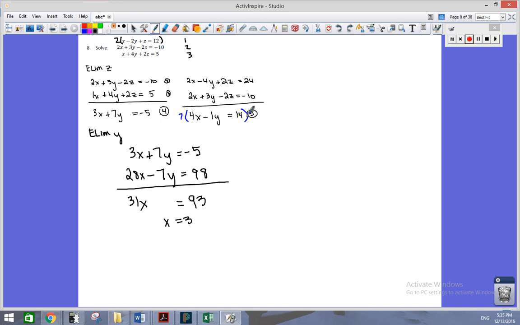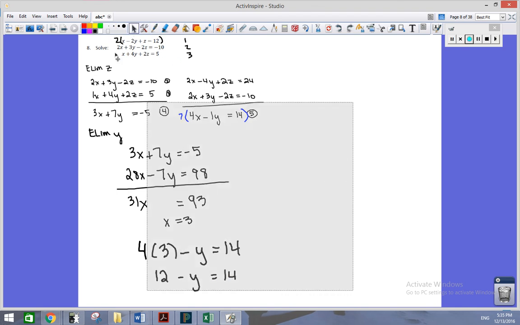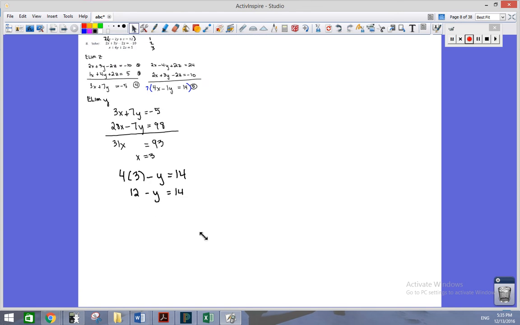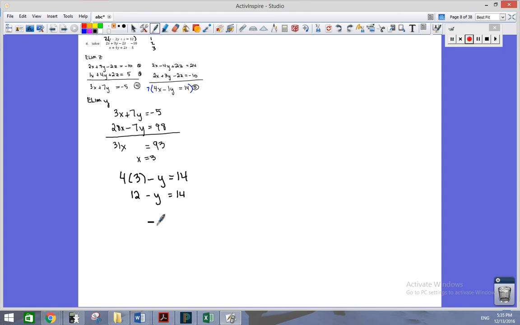So everywhere I see an x in equation 5, I'm going to replace it with 3. So now I can solve this equation for y. 4 times 3 is 12. I'm going to subtract 12 from each side. Don't lose that negative sign in front of the y. 14 minus 12 is 2. The opposite of y is equal to positive 2. Multiply both sides by a negative 1, and y is equal to negative 2.